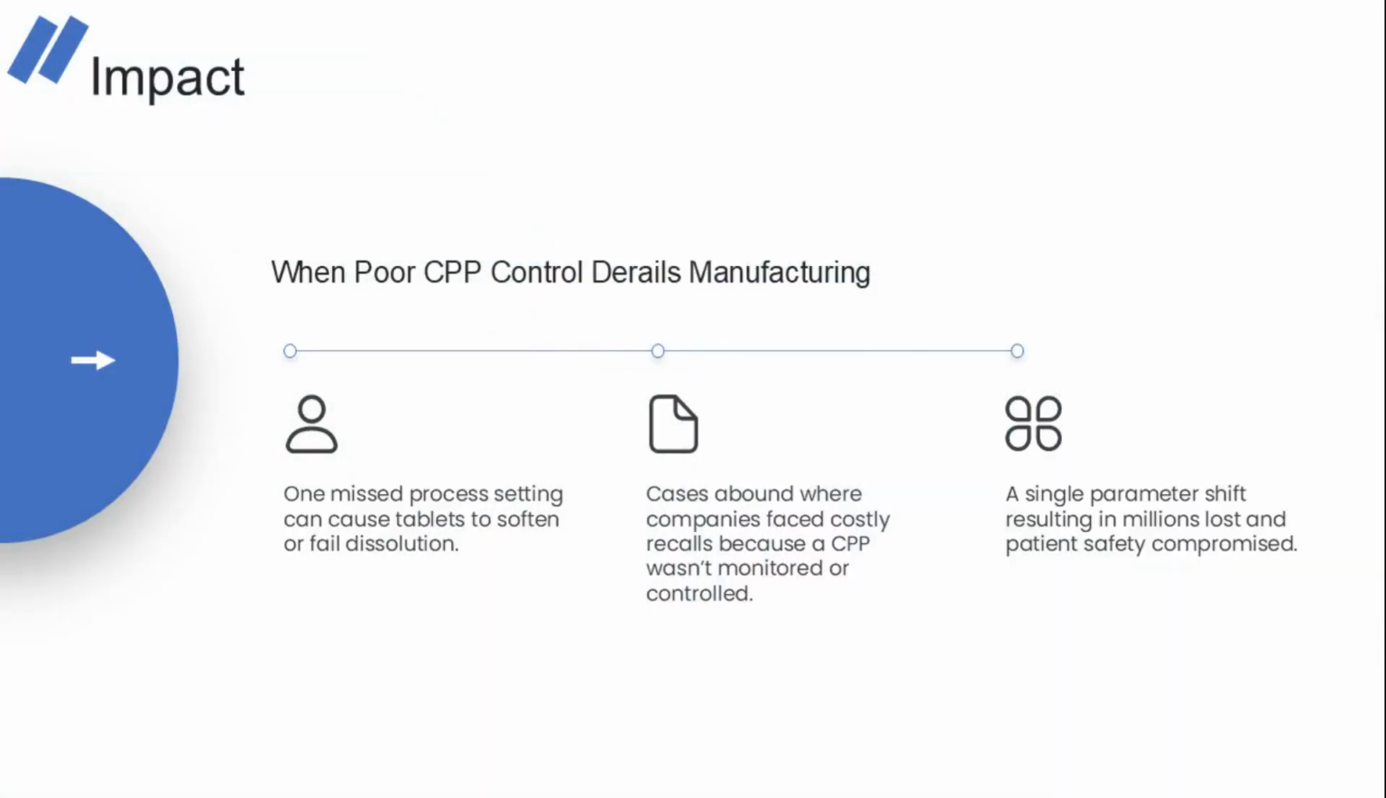Imagine the headache when just one missed process setting causes tablets to soften or fail dissolution tests. In the pharmaceutical industry, there are countless cases where companies faced massive recalls simply because a critical process parameter, CPP, wasn't properly monitored or controlled. A single shift in a key parameter can lead to millions in financial losses and, even more importantly, serious risks to patient safety. This is precisely why Pharmahealth Insights places CPP mastery at the forefront of every pharmaceutical plant, ensuring that every product is safe, effective, and consistently of the highest quality, batch after batch.